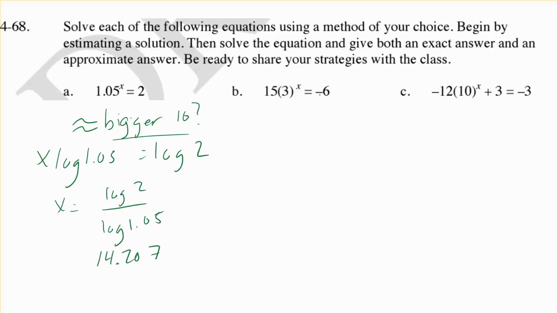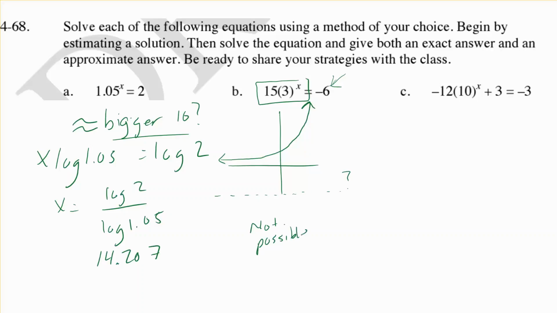Alright, solve them using a method of your choice. B. 15 times 3 to the x equals negative 6. The first thing I'm looking at when I see this is one of our exponential functions. When is that going to be equal to negative 6? Because we've graphed many exponential functions, we know that graph's going to look something like this. Now let's think about it ever equaling negative 6. Not possible. Its asymptote is 0, so it is always greater than 0. That'll never be a negative number.